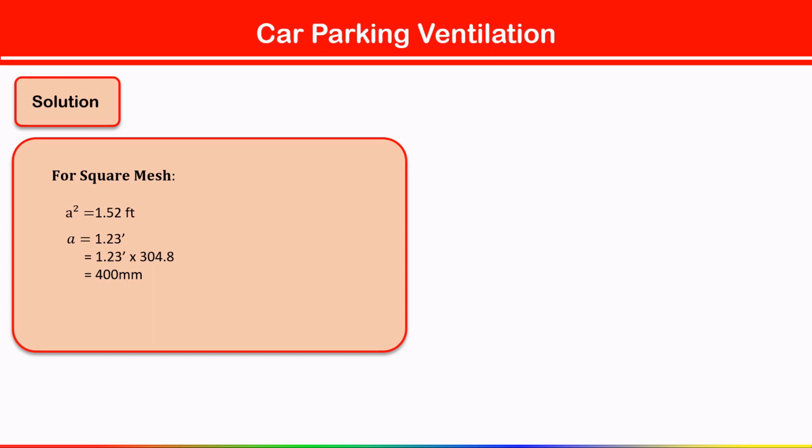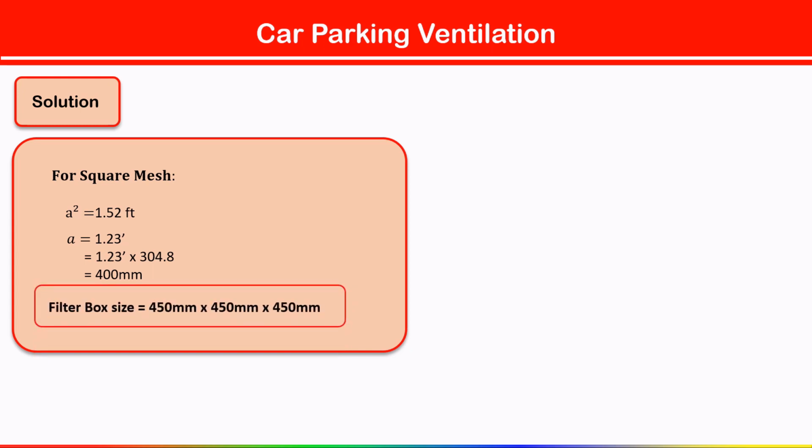Now we have to calculate the filter box size. Once you have the mesh size of 400 mm, I have already told you what space we have to maintain during the placement of the mesh into the filter box: 1 inch standard gap on both sides. So you have to add 400 plus 25 plus 25, and you will get 450 mm length, 450 mm width, 450 mm height of that filter box. In this way we have to do the calculation. I hope all of you understood this calculation.